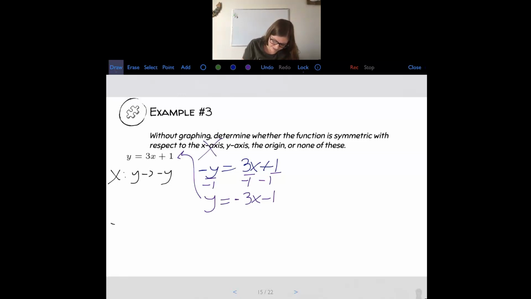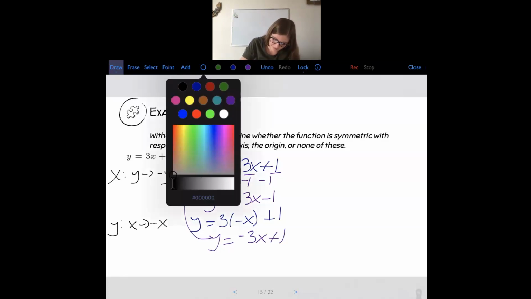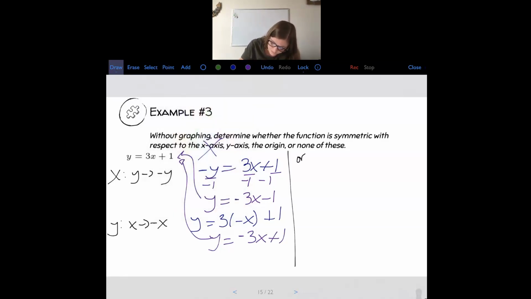For symmetry with respect to the y-axis, we take every x and replace it with negative x. Okay, so that gives us y is equal to 3 times negative x plus 1. If we simplify, we get y is equal to negative 3x plus 1. Compare it to the original, not the same. Okay, and then on the origin, let me see, I can probably do it over here. Origin, we take x and replace it with negative x, and y replace it with negative y. So this gives us negative y is equal to 3 times negative x plus 1.